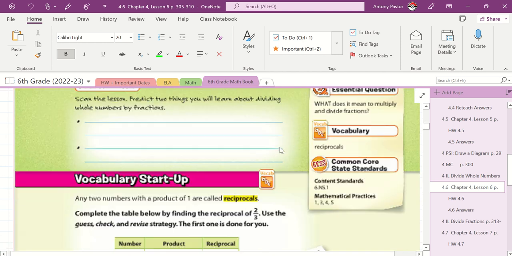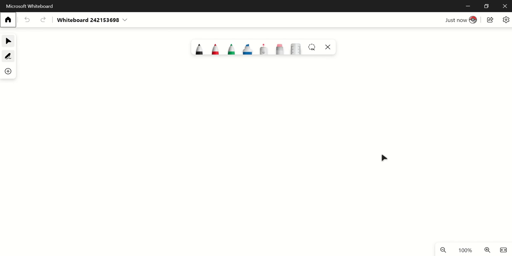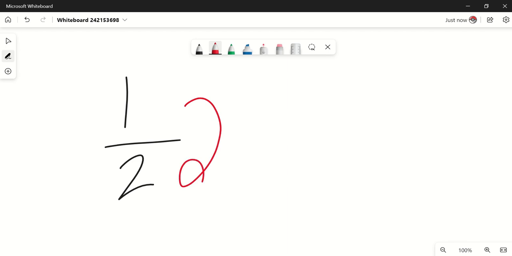So here is the definition that the book gives you. Any two numbers with a product of 1 are called reciprocals, meaning if you multiply those two together, they become 1. I don't like that. So here's the explanation of what a reciprocal actually is. A reciprocal, when you're talking about fractions, is actually flipping the fraction completely the other way to where the denominator becomes the numerator and the numerator becomes the denominator. So 1/2 becomes 2 over 1.